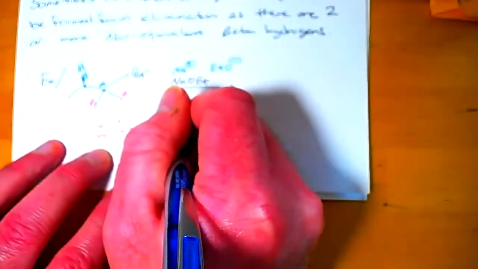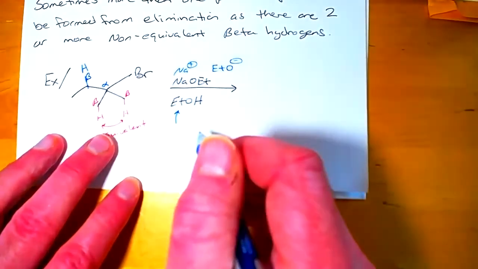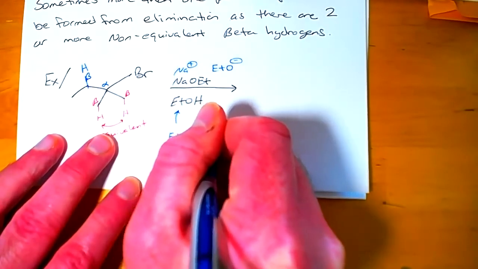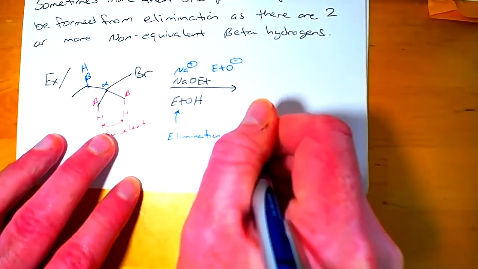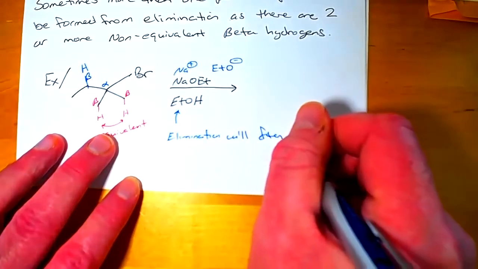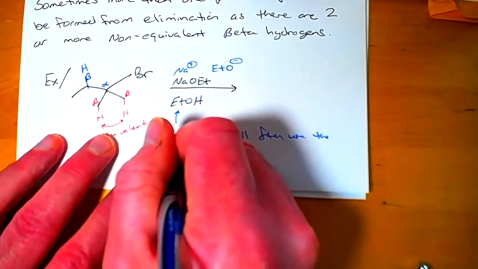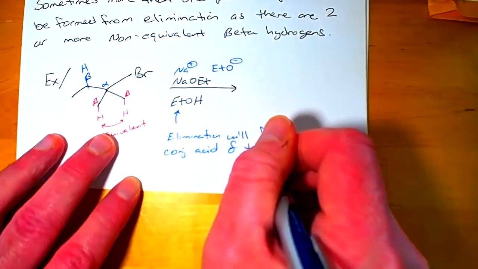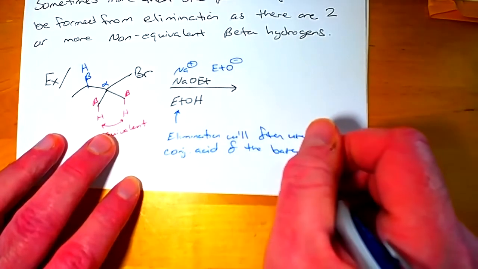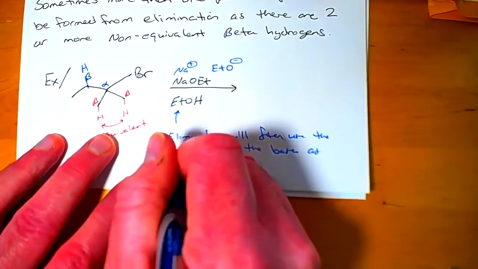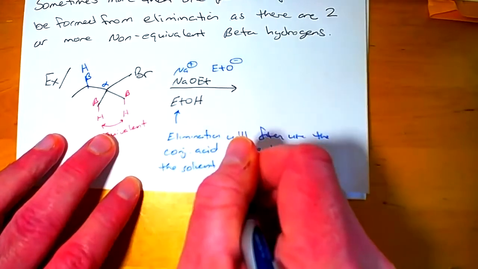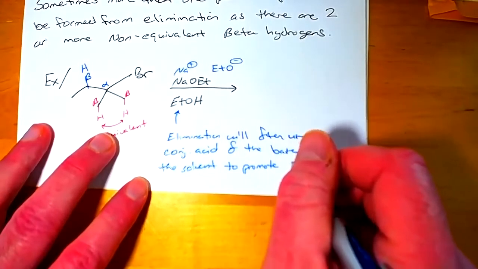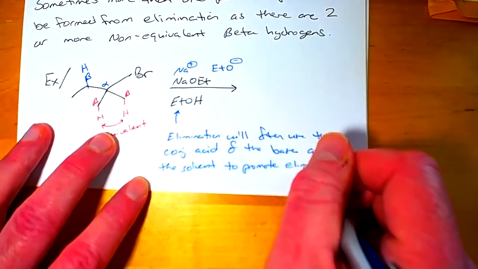Now, ethanol is the conjugate acid of ethoxide, and elimination will often use the conjugate acid of the base as the solvent to promote elimination over substitution.